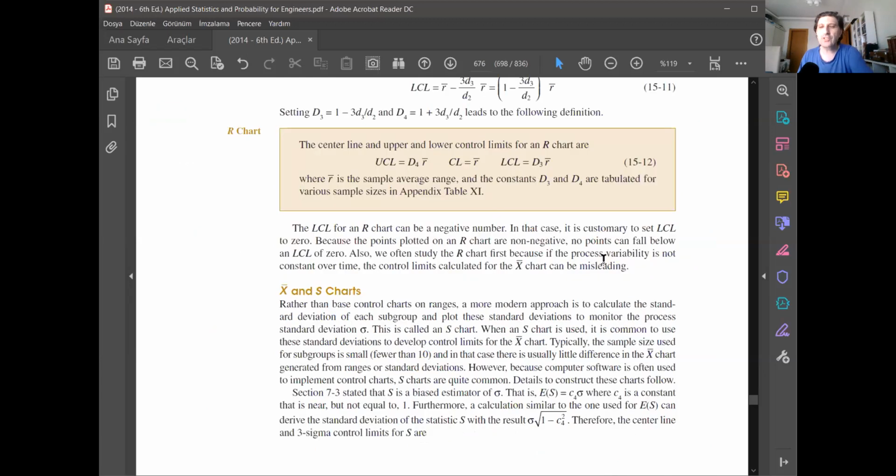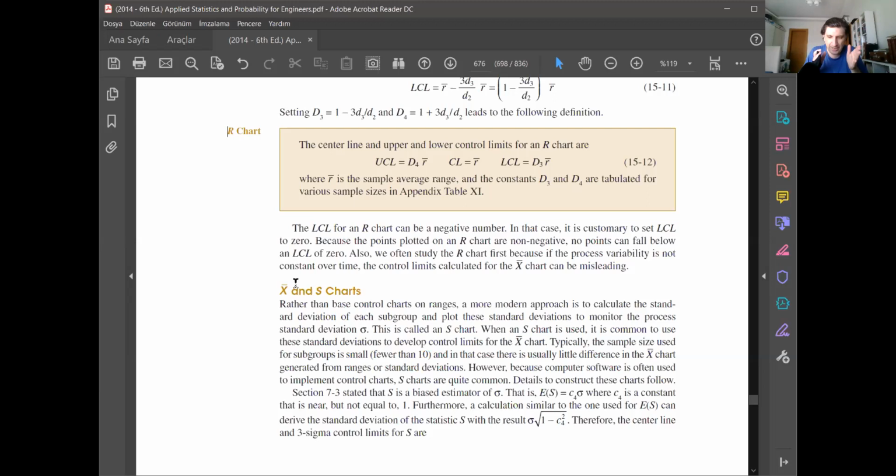We are also interested, in many cases, in the spread of data, because X bar is related only to the location of data, right? The sample mean describes the location of our data, the location of our process. And as I said earlier, the standard deviation, the width of the process, is also very much important.